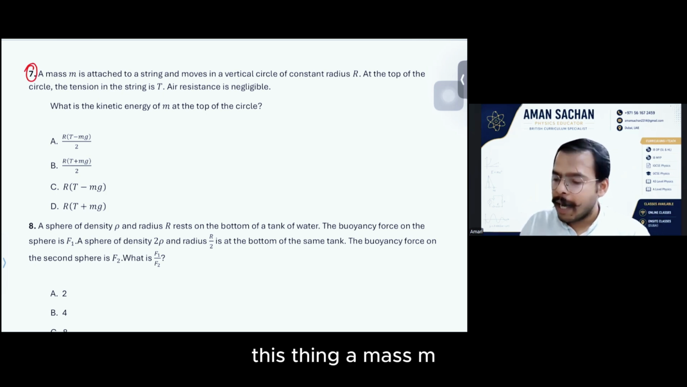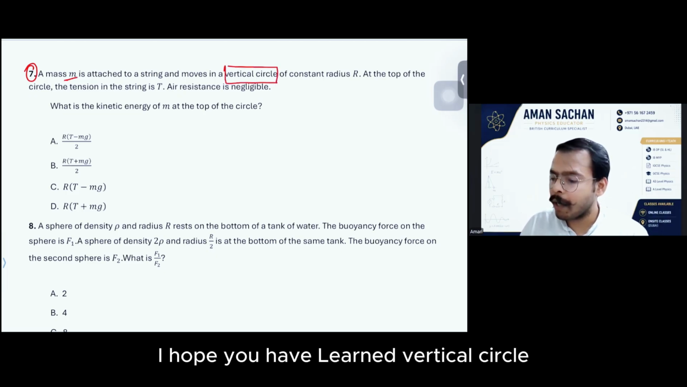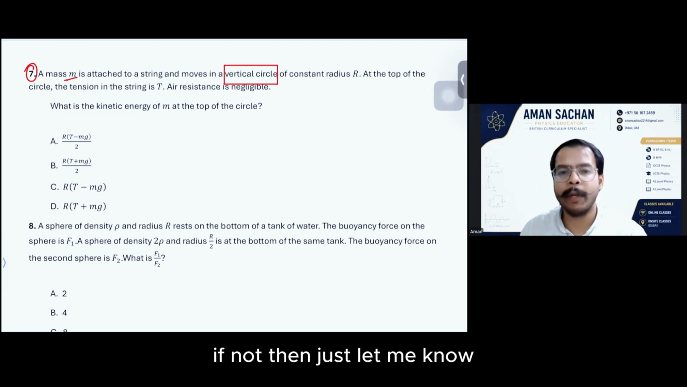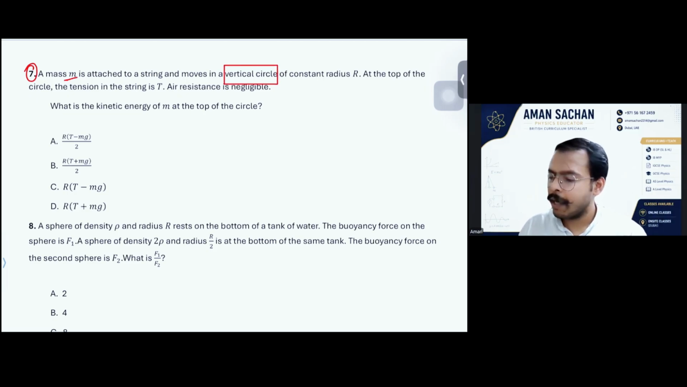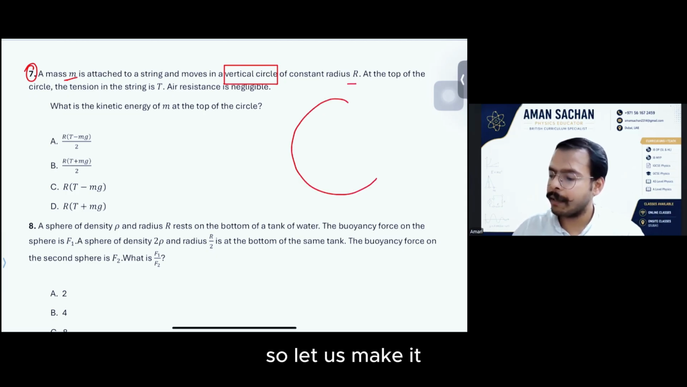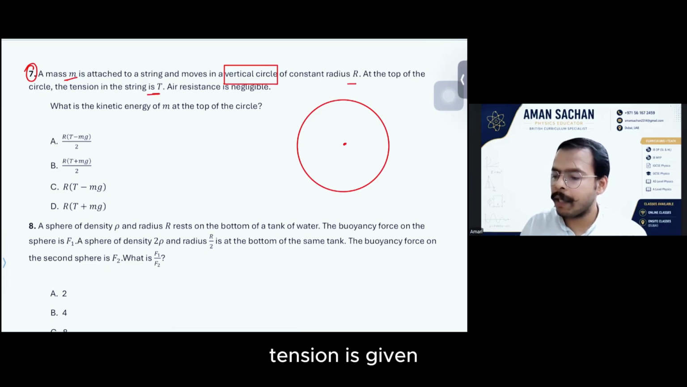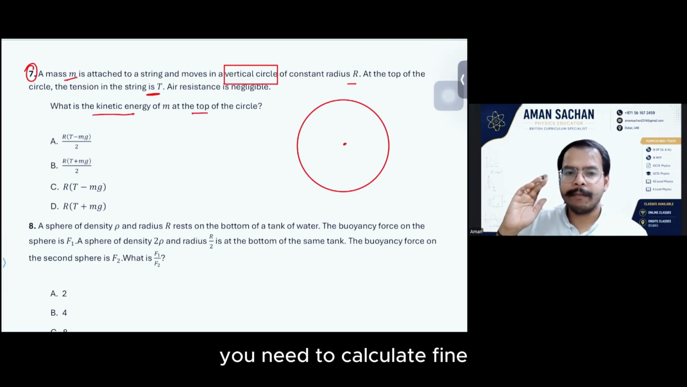A mass m is attached to a string and moves in a vertical circle. I hope you have learned vertical circle. If not, then just let me know, I will make a video of it. Constant radius r is given. Let us make it. This radius is r. At the top of the circle, tension is given. Kinetic energy at the top, you need to calculate.